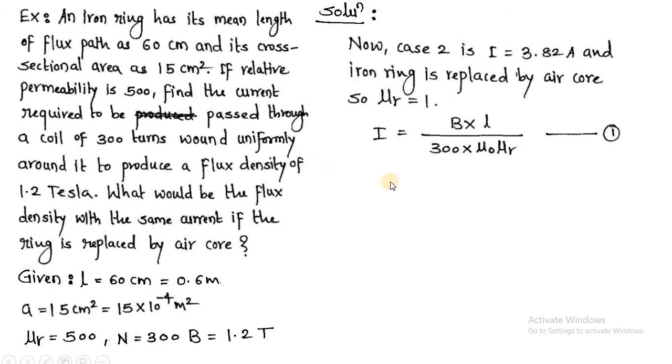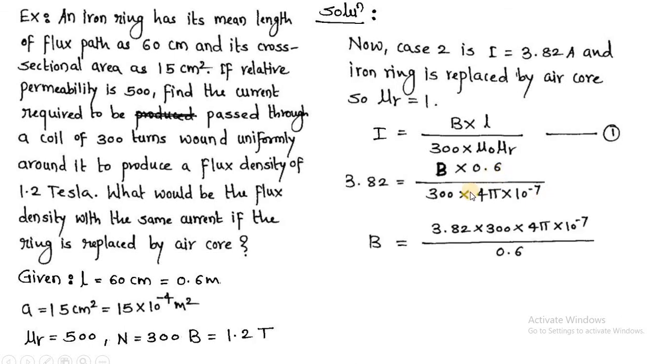Okay. So now again put the value. I as it is 3.82. B is now unknown to you. L as it is 0.6 meter divided by 300 into 4 pi into 10 raised to minus 7, that is the mu 0 value, and mu r value into 1. Okay. So flux density is equal to what? 3.82 into 300 into 4 pi into 10 raised to minus 7 divided by 0.6.